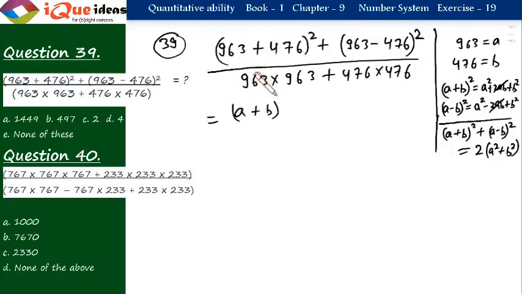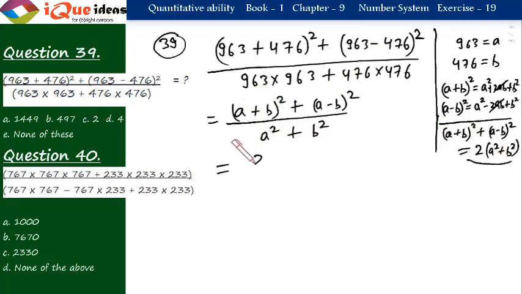So we can take 963 as A, 476 as B. So (A plus B) whole square, with 963 as A and 476 as B. So it is A minus B, the second part is (A minus B) whole square, divided by 963 into 963, which is A square, plus 476 into 476, which is B square.